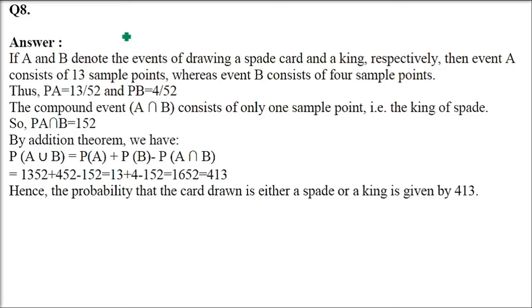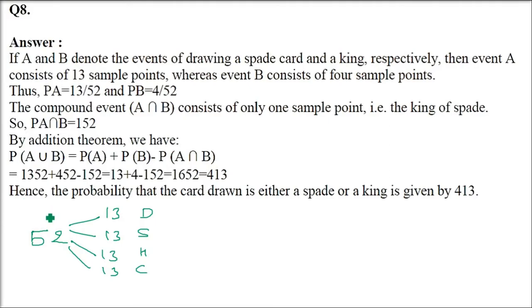Question number 8. A card is drawn at random from a well shuffled deck of 52 cards. Find the probability of its being a spade or a king. We already know there are 52 cards. In these 52 cards, there are 4 suits of 13 each: diamond, spade, hearts and clubs. So there are 4.